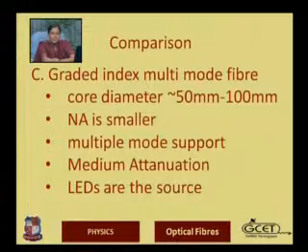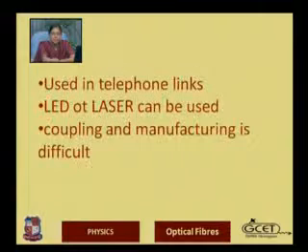Now the third one, that is graded index multi-mode fiber. Core diameter is of the order of 50 mm to 100 mm. The numerical aperture is very small. Multiple mode support is there, of course, but attenuation is medium, and LEDs are the source. It is used in telephone links. LED or laser source can be used, and coupling and manufacturing is very difficult.